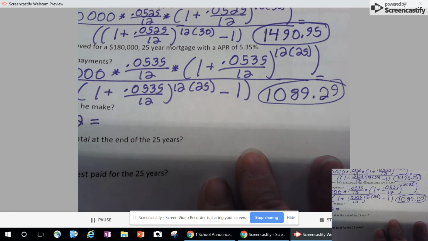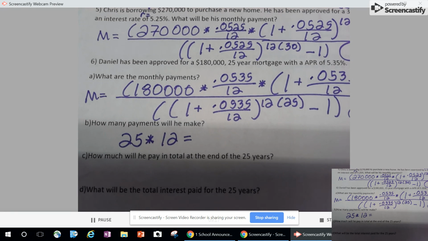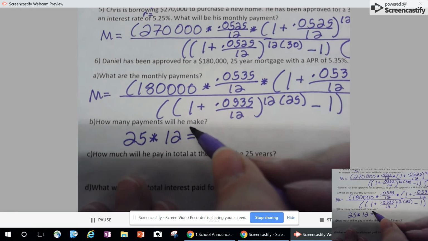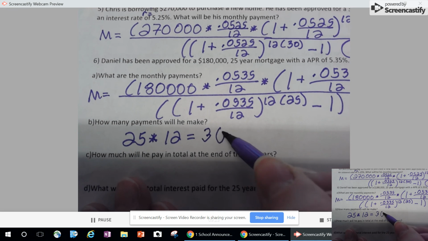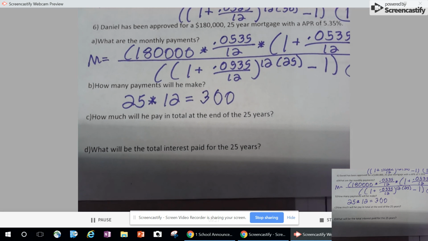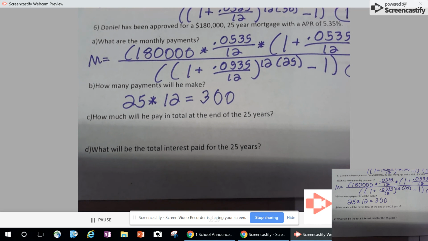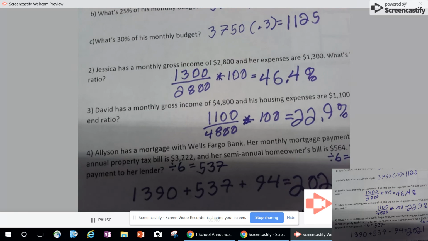Okay, the next part, for how many payments he made, we're going to go ahead and multiply 25 times 12, which I got 300. So he's going to make 300 payments over the life of the loan. And how much will he pay? So remember, we're going to multiply the $1,089.29 times 300. Okay. So I'm going to write that down so you can see what I'm doing.